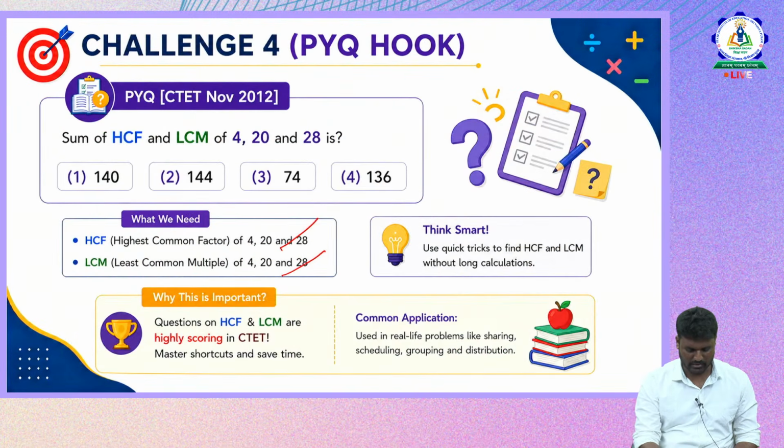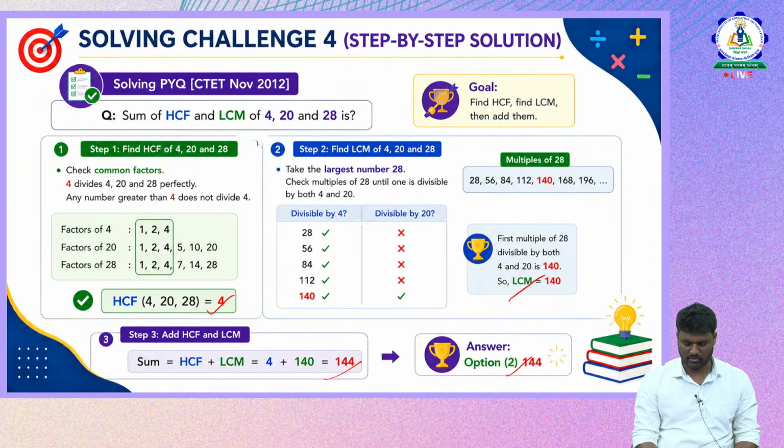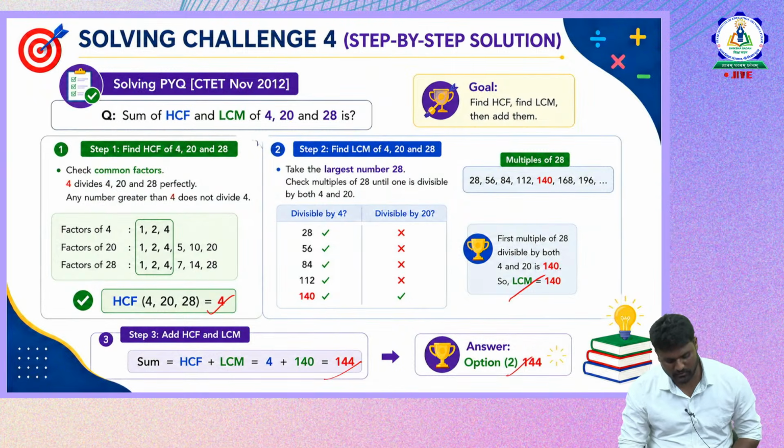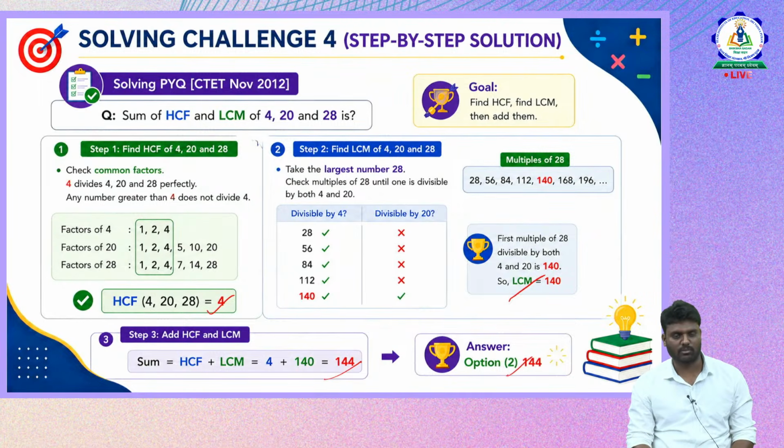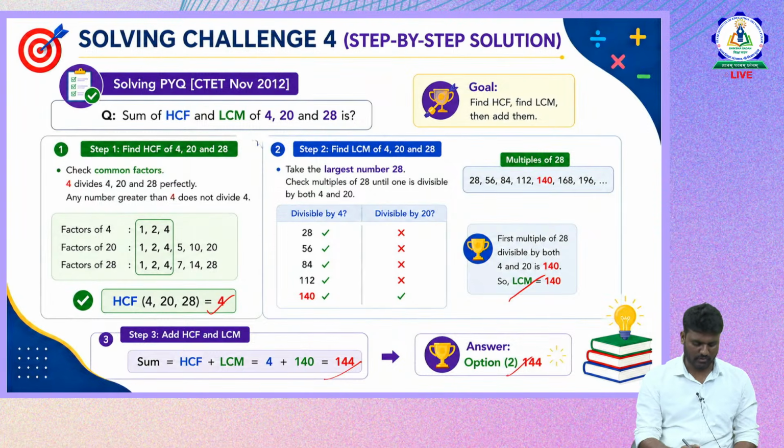So which is the correct answer? 144. These are some of the questions they asked in the previous Paper 1. Very basic questions where we need to apply the concept of HCF and LCM and common multiple. Even if you do it like this, identify the factors of 4, the factors of 20 and the factors of 28, and then we can see the common factor. That is one way of solving this problem.